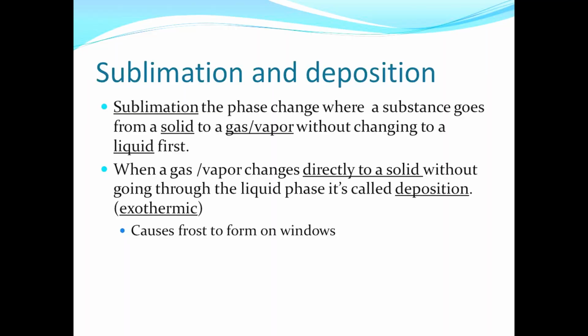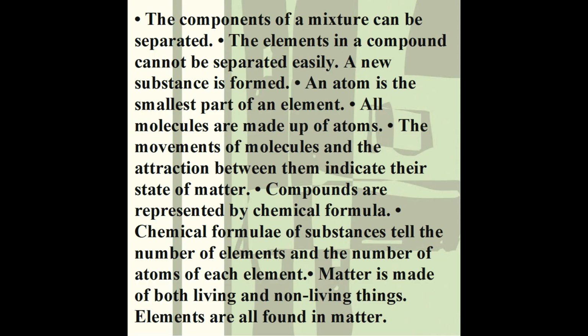And to continue, we want to define sublimation and deposition. Remember, we saw that earlier in the lesson. What is sublimation? Sublimation is a phase change where a substance goes from a solid to a gas or vapor without changing to a liquid first. Then when a gas or vapor changes directly to a solid without going through the liquid phase, it's called deposition. Then it causes frost to form on windows.